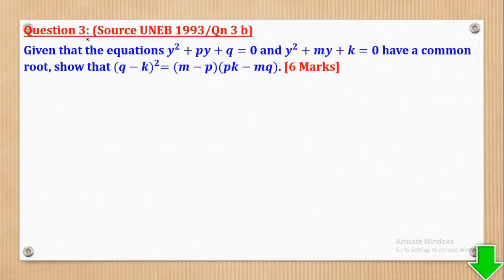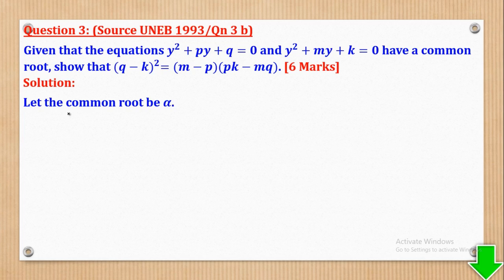So now we shall go to question 3, which came from UNEB 1993, paper 1, question 3b, and says, given the equations this and this have a common root, show that this is equal to this. So this is almost similar to the one in question 1, so let's go through the same steps.